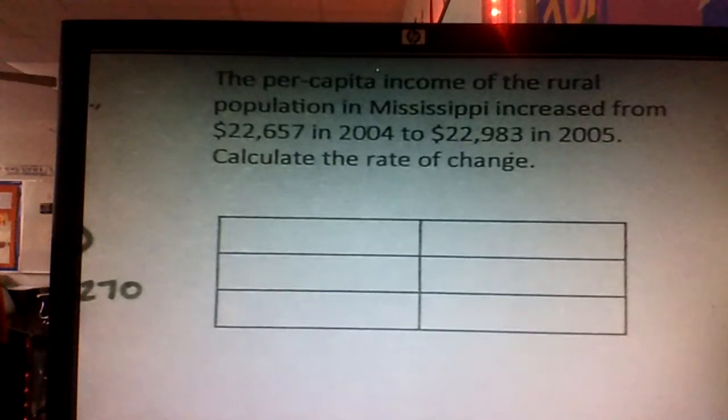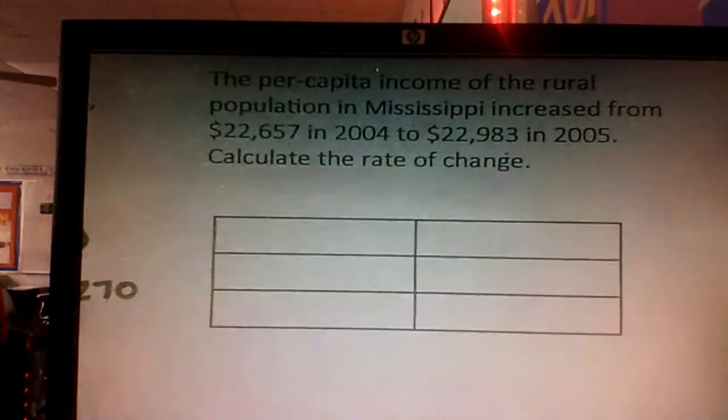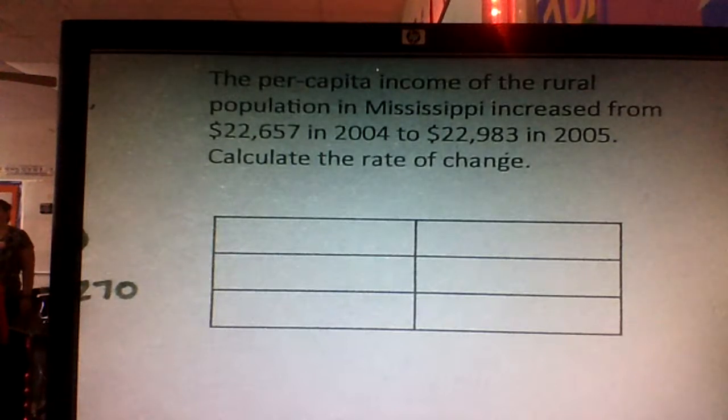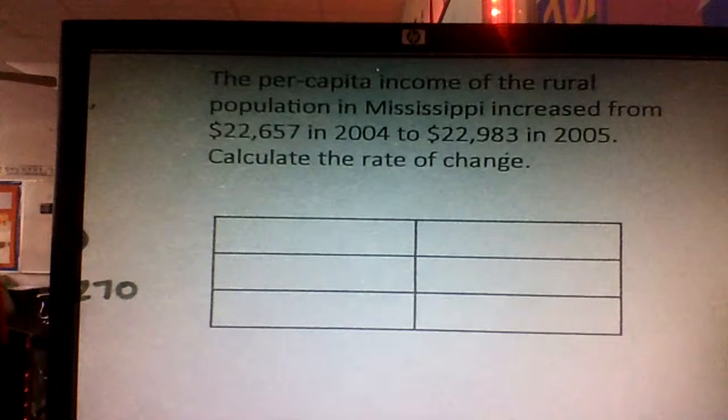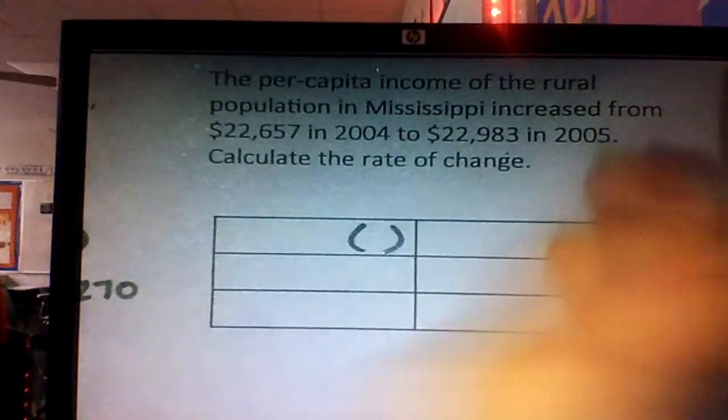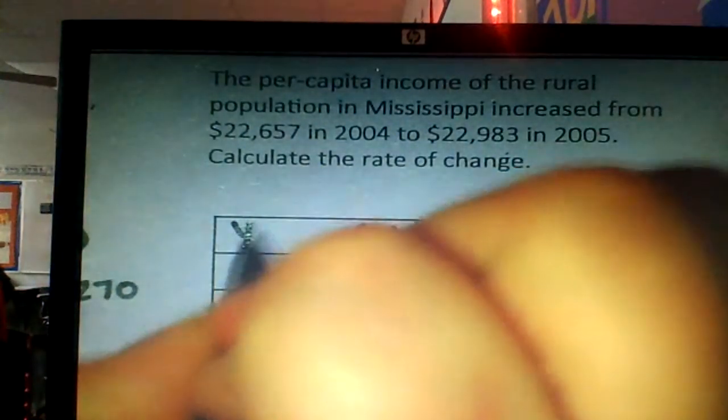Okay? The income of a rural population of Mississippi increased from $22,657 in 2004 to $22,983 in 2005. Calculate the rate of change. What do you have control over? The years. How long has this happened? Okay, so my X's are 2004 to 2005. So we have control over the years.